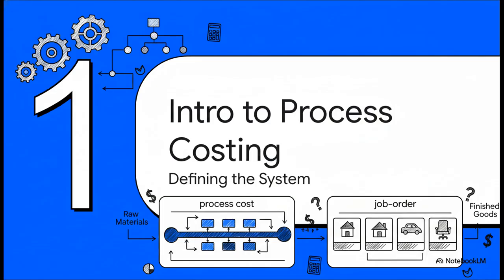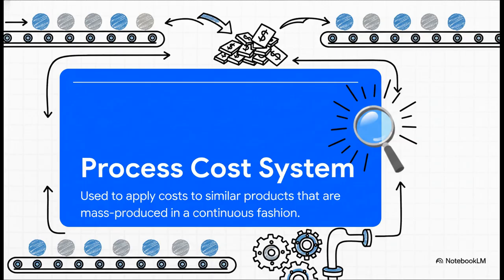So what exactly are we talking about when we say process costing? We're going to define the system and look at its core principles. You might be surprised to see it actually share some DNA with job order costing, which many of you may already be familiar with. So here's the formal definition. A process cost system is the go-to method for businesses that churn out huge volumes of identical products.